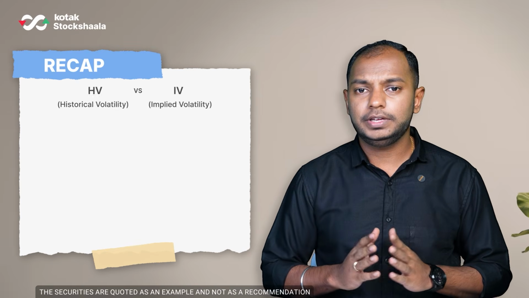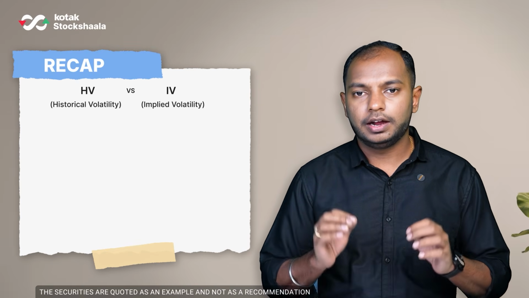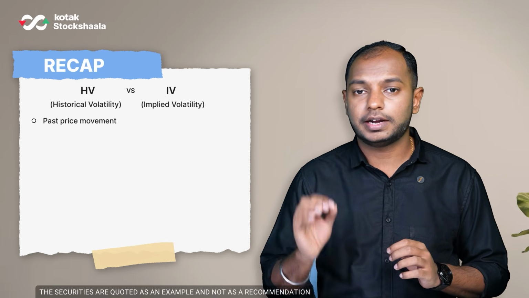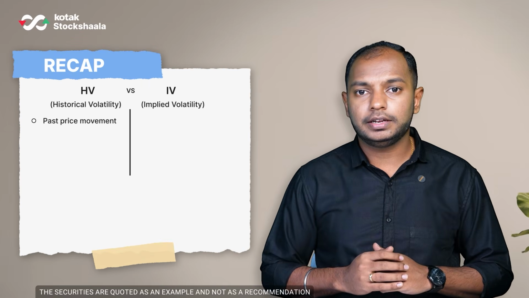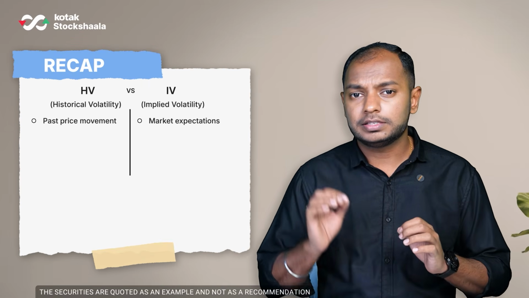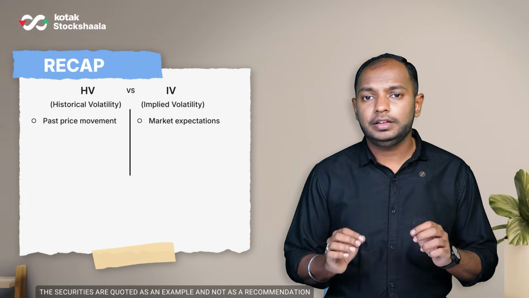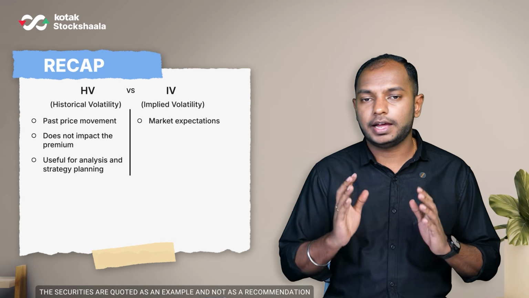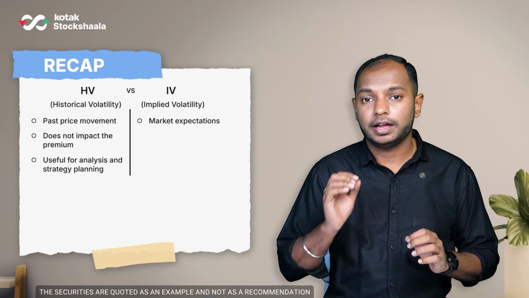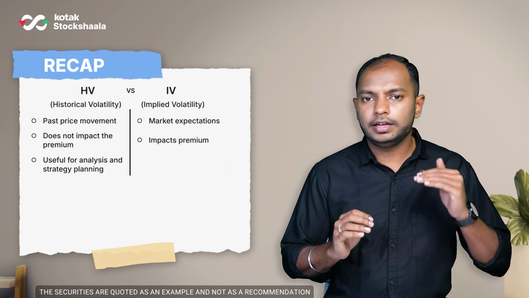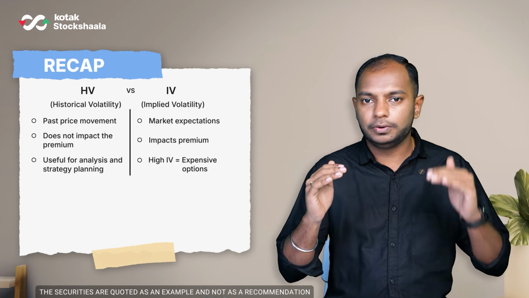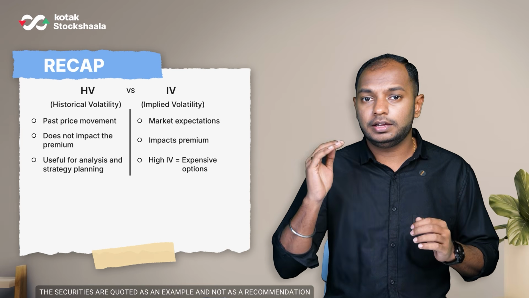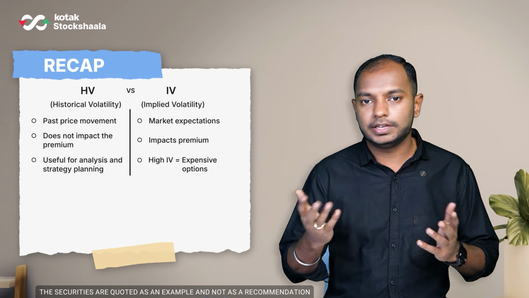We know that HV is nothing but historical volatility, and it is dependent on past price fluctuations, and in fact measured as standard deviation. Implied volatility is about what the market thinks might happen in the future. While HV does not affect the premiums directly, it is used for strategy building as well as backtesting, whereas IV affects the premium directly. Higher the IV, higher the premiums. Lower the IV, lower the premiums. Because if IV is high, it means the uncertainty is also very high, and vice versa.